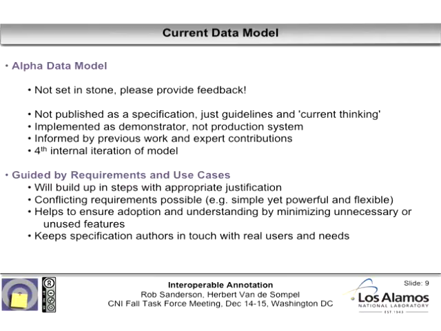We're informed by previous work and expert contributions, but we strongly believe that we extend beyond them for good reason. So we're guided by these requirements and use cases that we've analyzed, which we feel will ensure adoption by not falling into the trap that former digital library protocols beginning with Z that I won't name fell into, by adding and adding and adding features until they became completely incomprehensible. It also keeps us in touch with real users and their needs. There's no point adding stuff when no one wants it. So as I go through the data model, I'm going to build it up in steps, each of which will be justified with an appropriate use case.